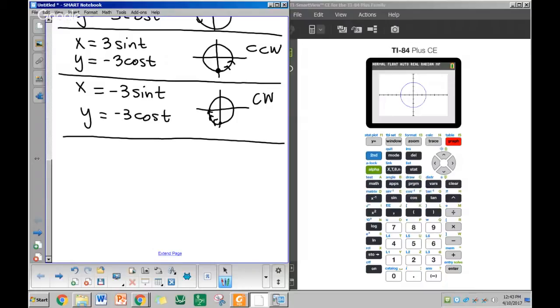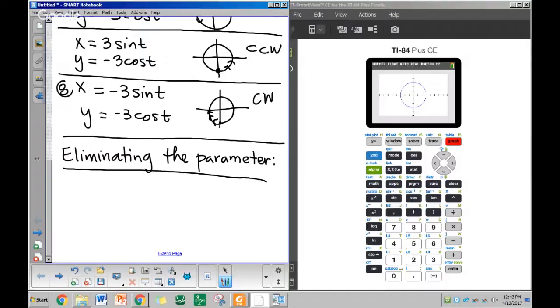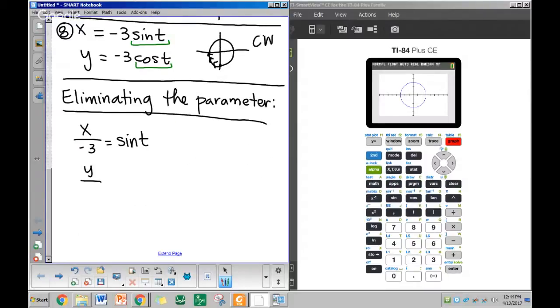All right, so let's eliminate the parameter on number 8 here. Well, how do we do that? First things first, we have to isolate the sine of t and the cosine of t. So that means we're going to get x over negative 3 equals sine of t, and then y over negative 3 equals cosine of t.